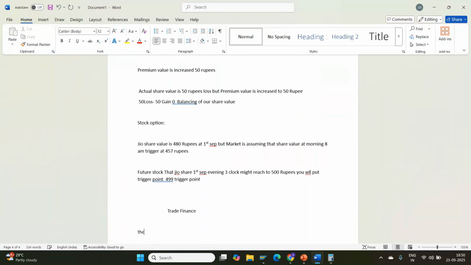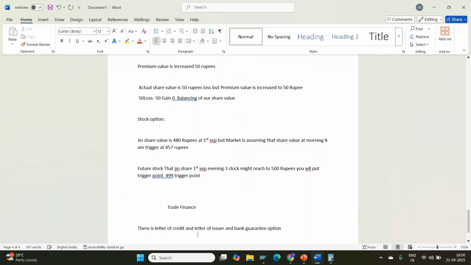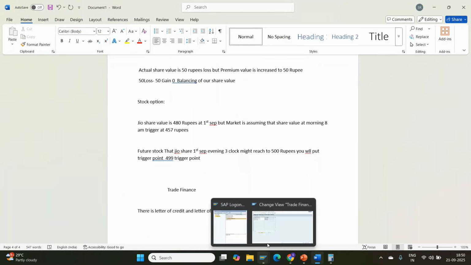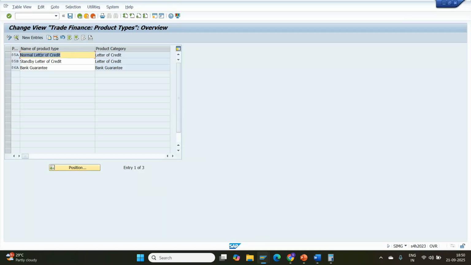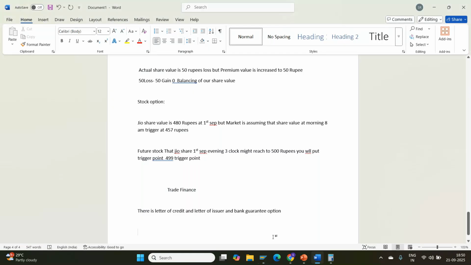There is letter of credit and bank guarantee options. Now you can see here trade finance. Here you can see letter of credit and bank guarantee. Trade finance level. Now I will give an example.